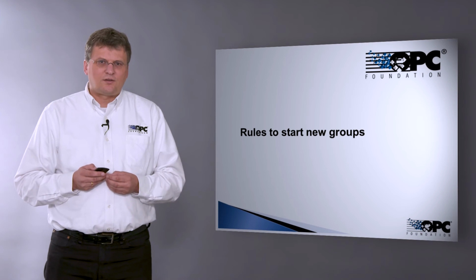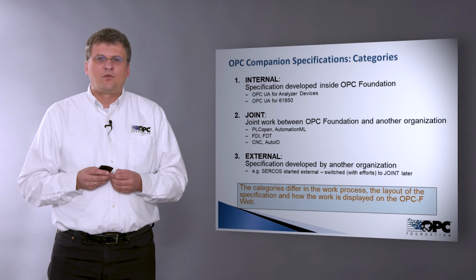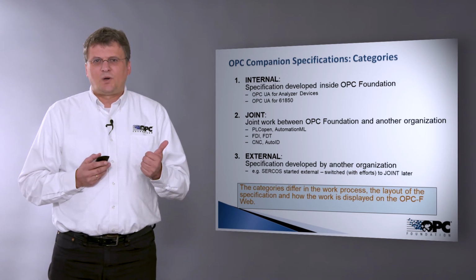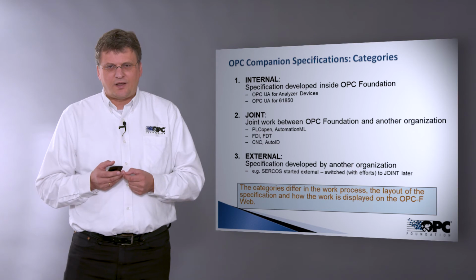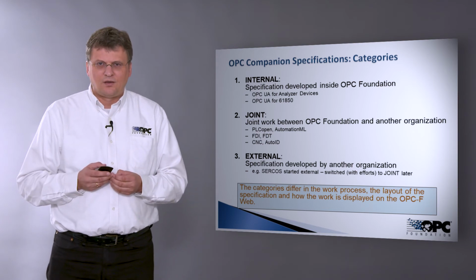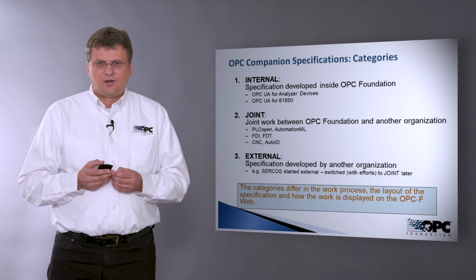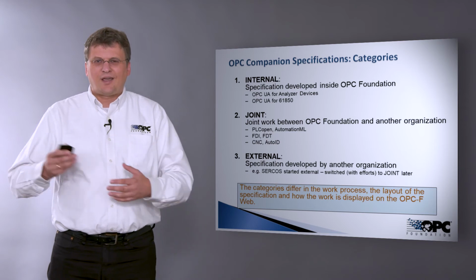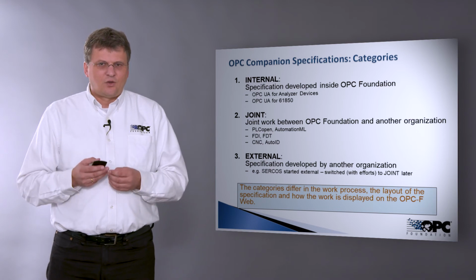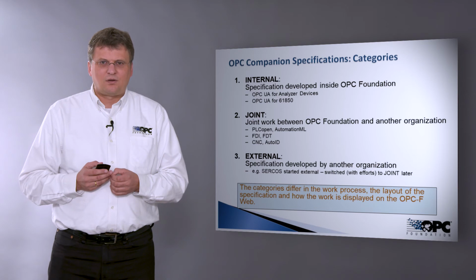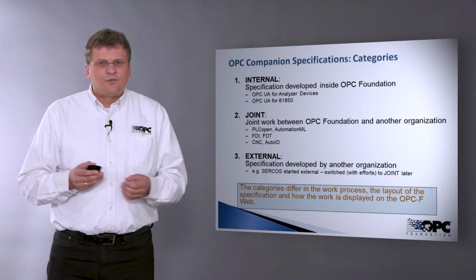So what are the rules to start a new group? First of all, we have to understand that from the OPC Foundation point of view, there are 3 different groups. Number 1, an internal group. We have internal groups, for example, for IEC 61850, where only OPC members can join and help out. Then we have a so-called joint category, which is exactly between the OPC Foundation and external partners. We come together and create something, and this is normally the most popular category. And then we also have external groups where maybe even the foundation is not aware of.